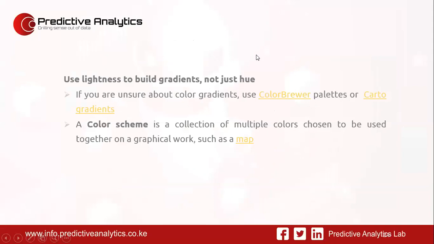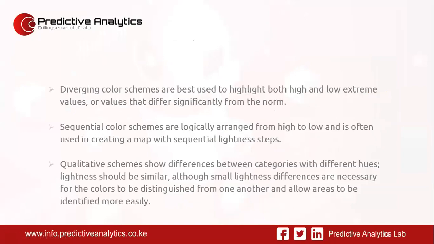A color scheme is a collection of multiple colors chosen to be used together on a graphical work, such as a map. I think we all know what a map is. Diverging color schemes are best used to highlight both high and low extreme values or values that differ slightly from the norm. Again, on Color Brewer, you will see that we have palettes: diverging, sequential, and qualitative. We'll look at them in detail later on. So I'll just mention them here.